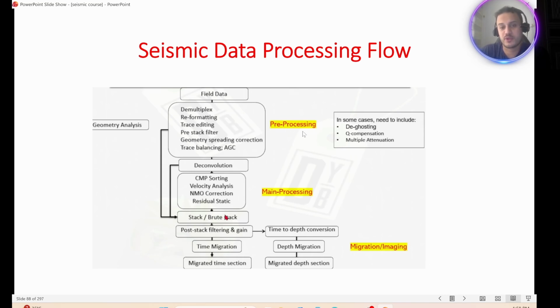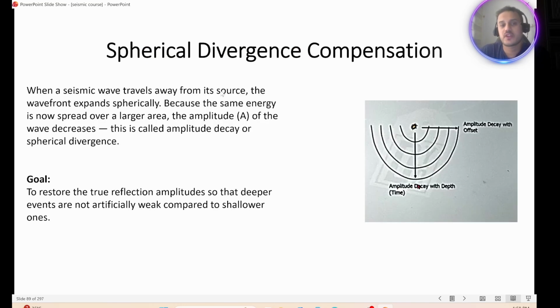Within the pre-processing, we have geometry, spreading correction, and trace balancing. We have something called spherical divergence compensation. When the seismic wave expands within the Earth, let's go from the source into the ground, the wavefront expands spherically and the amplitude decreases with depth. These are called amplitude decay or spherical divergence.